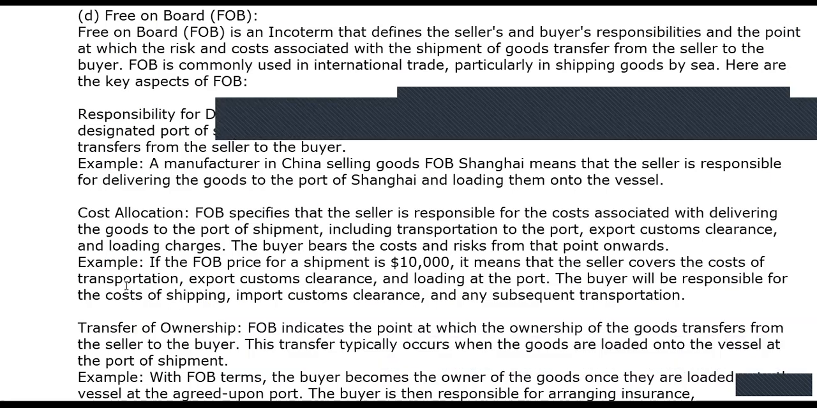FOB also has a connotation of transfer of ownership. FOB only indicates that the point at which ownership of the goods transfers from the seller is when the goods are loaded into the vessel at the port. Before then, everything is still under the seller's terms. So, for instance, if the buyer wants to become the owner of the goods once they are loaded into the vessel at an agreed point, the buyer is only responsible for insurance after the port.